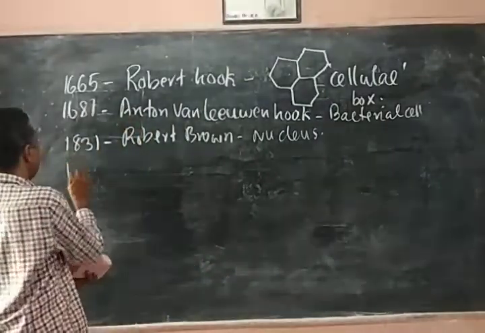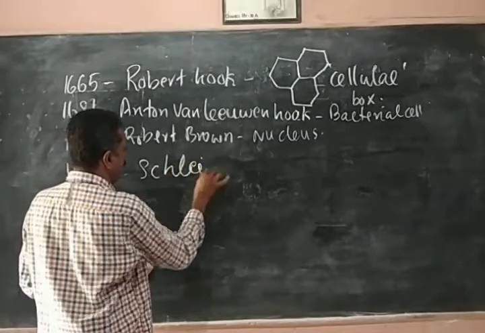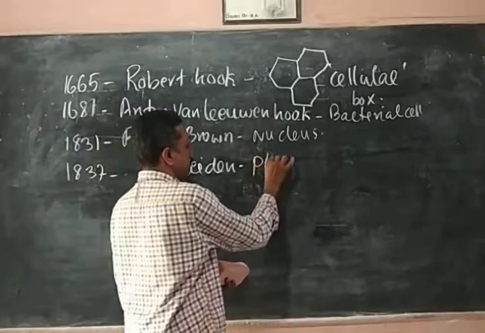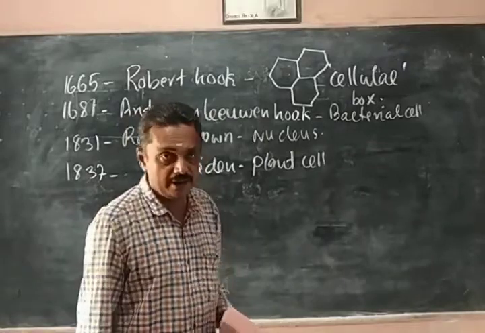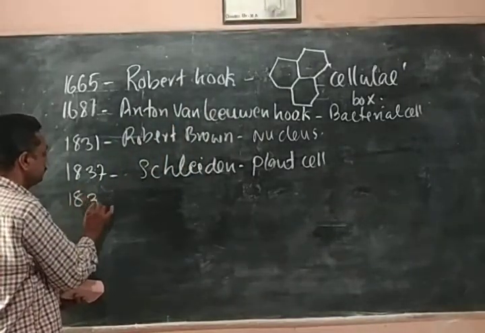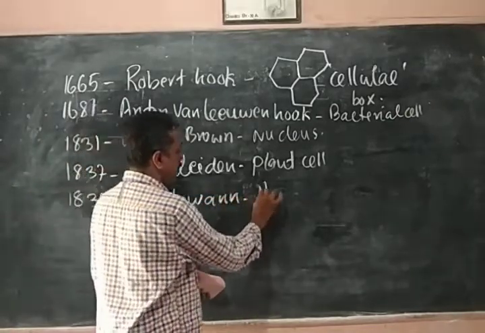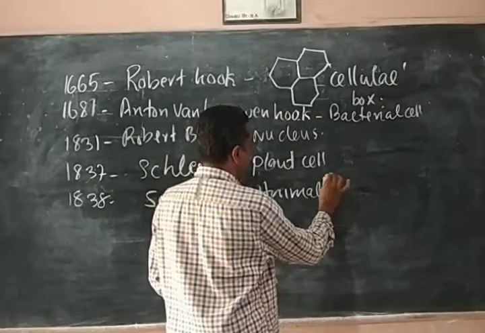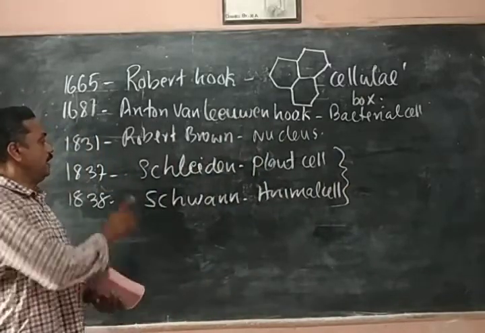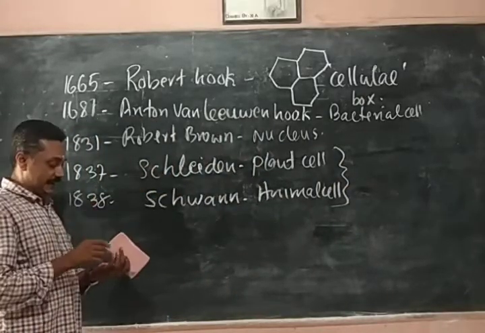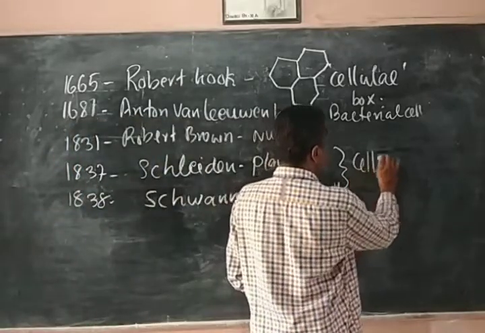And in the year 1837, a person called Schleiden discovered plant cell. ആദ്യമായി പ്ലാന്റ് സെൽ കണ്ടുപിടിച്ചത് സ്ലീഡൻ എന്ന സയന്റിസ്റ്റ് ആണ്. ആൻഡ് ഇൻ ദ ഇയർ 1838 തിയോഡോർ ഷ്വാൻ Schwann discovered animal cell. രണ്ടടുത്ത വർഷമാണ്. 1837 സ്ലീഡൻ പ്ലാന്റ് സെൽ കണ്ടുപിടിച്ചു. 1838 ഷ്വാൻ discovered animal cell. And they proposed a very famous theory called as cell theory.